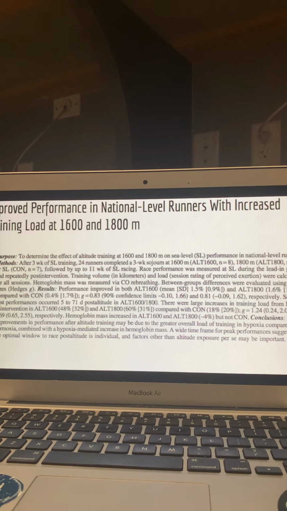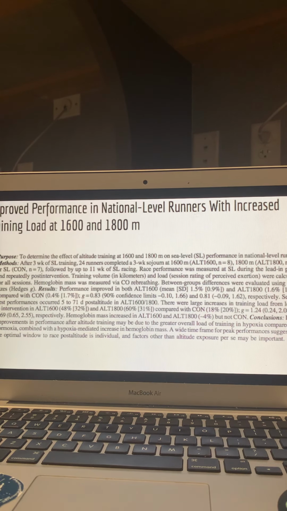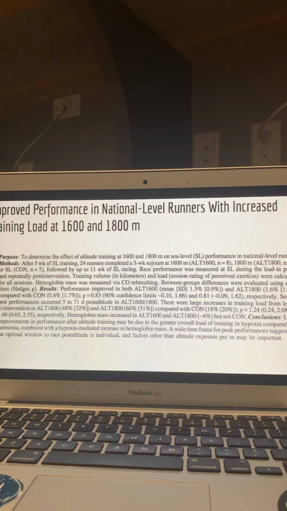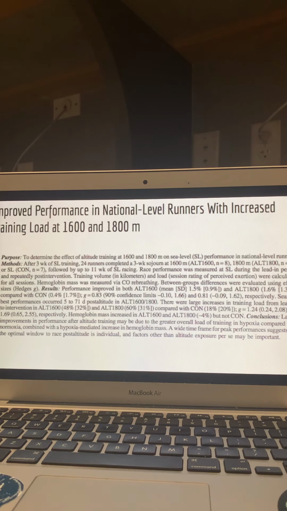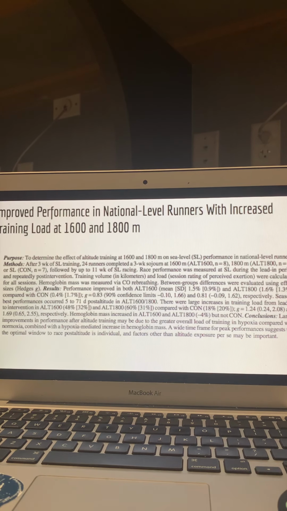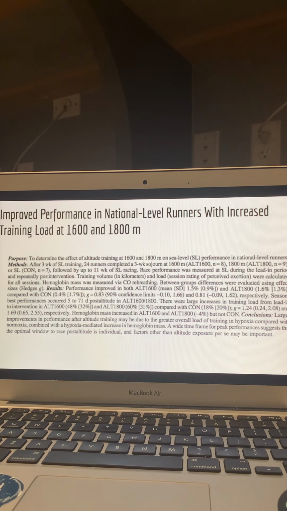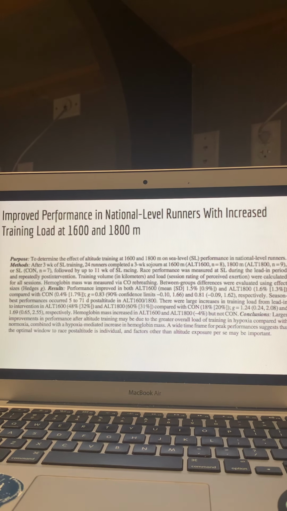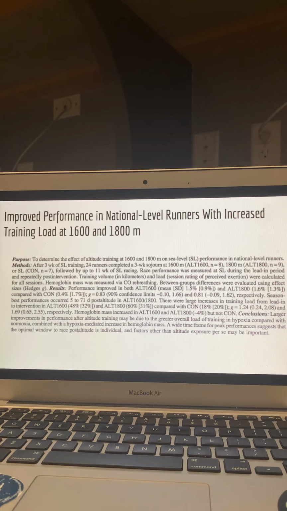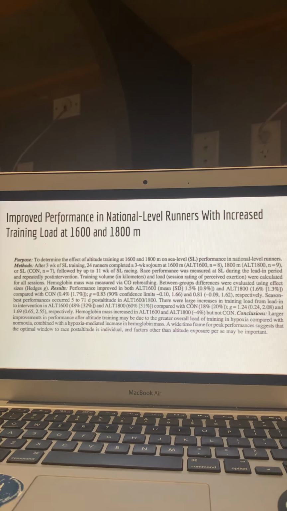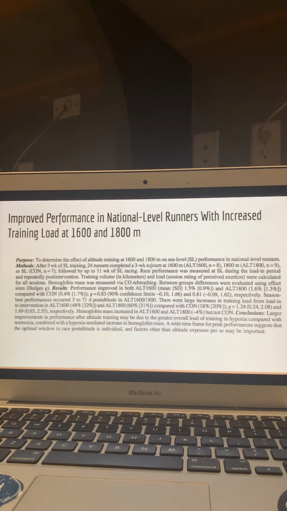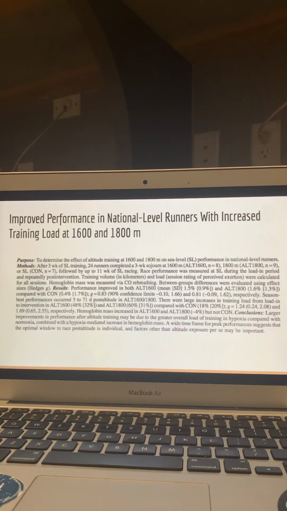So next I'd like to introduce this article, Improved Performance in National Level Runners with Increased Training Load at 1,600 and 1,800 meters. So here I have included the abstract. That was an excerpt from the article itself, just overlaying the purpose, methods, and results, but we will dive into it in depth.